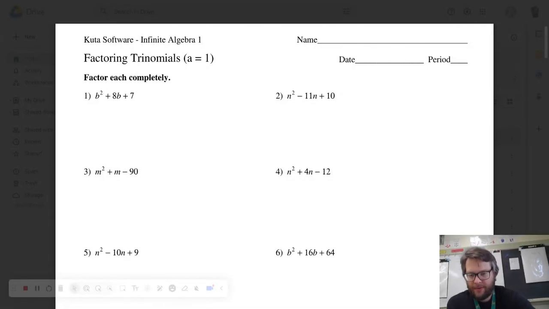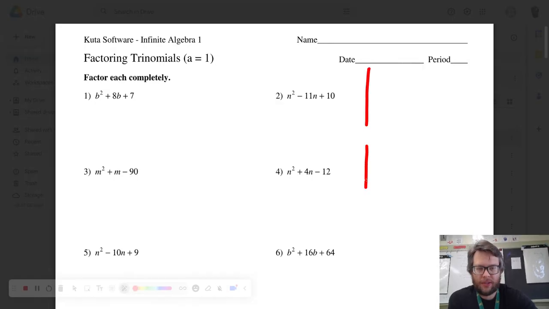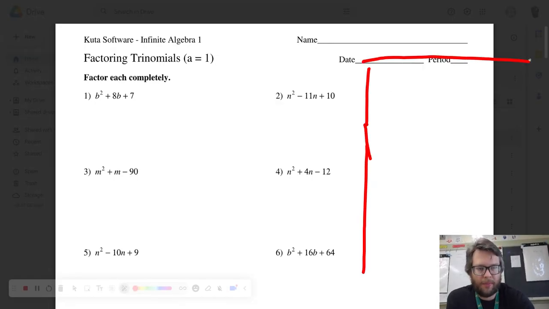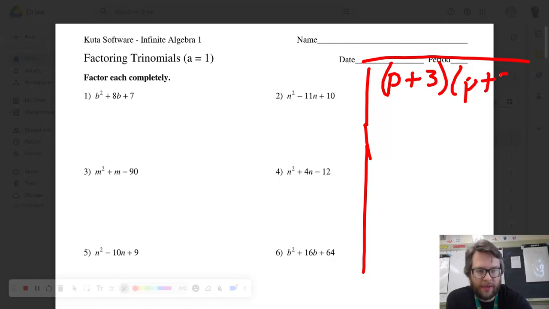All right, so we're working on factoring, and I'm just going to remind you before we start factoring that this is just backwards multiplying. So let's just start with a couple multiplication problems. So let's say I had p plus 3 times p plus 5.